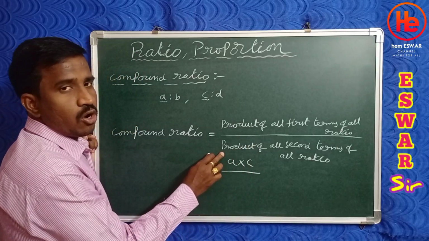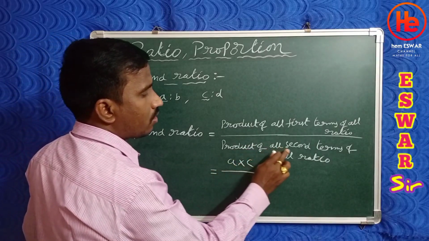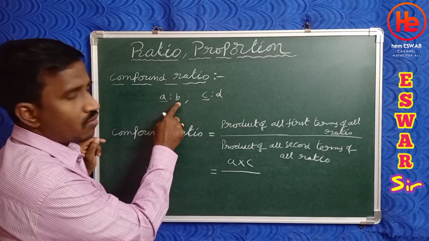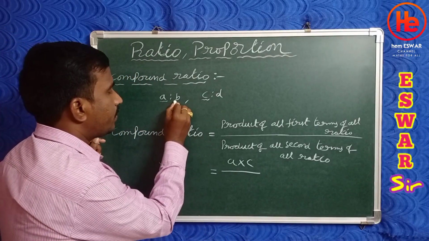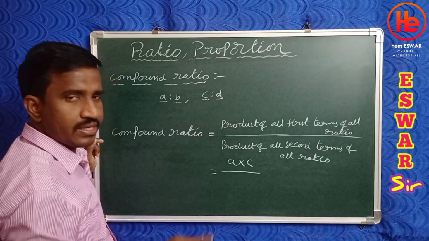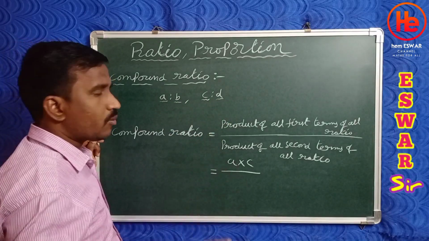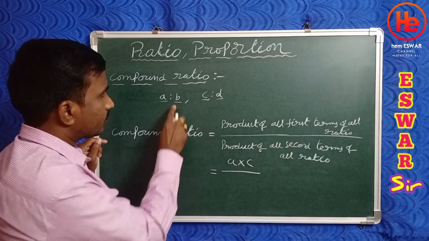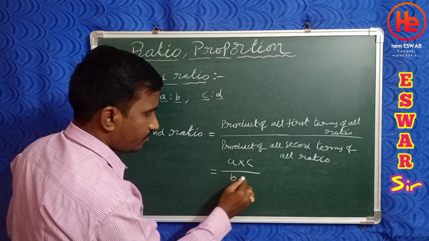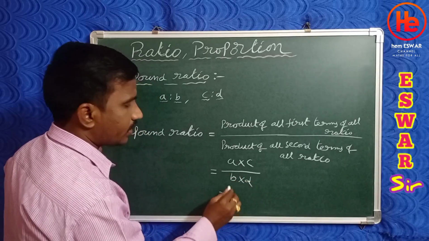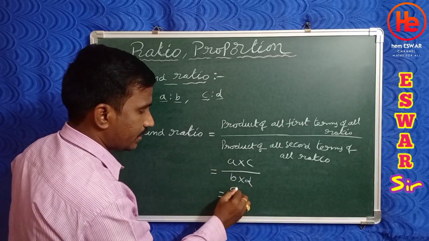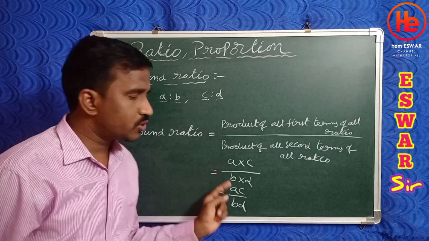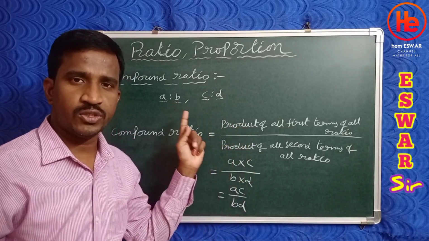Now in the denominator, the product of all second terms in all the ratios. Now what are the second terms here? B and D. That's why in the denominator take the product of all the second terms in all the given ratios, B and D. That's why B into D. Now what is the compound ratio here? AC by BD. This is the compound ratio of the given two ratios.